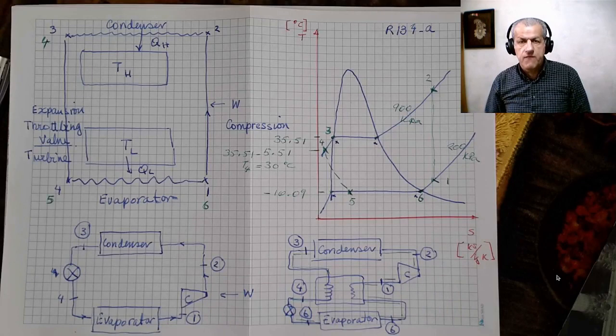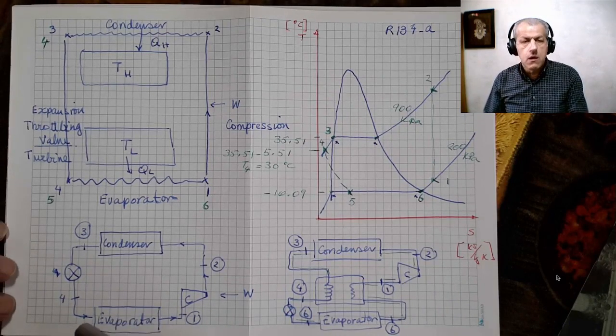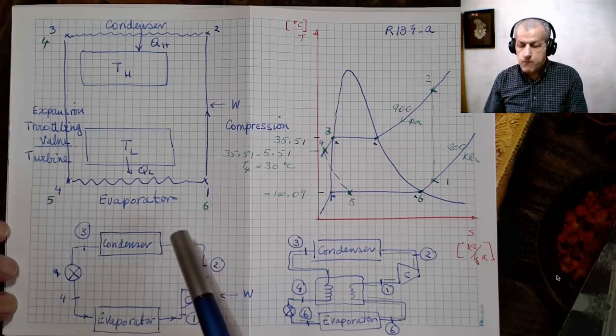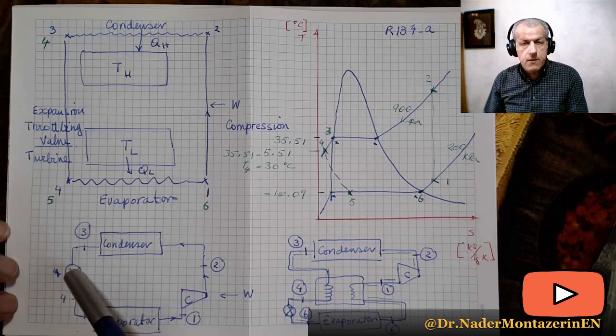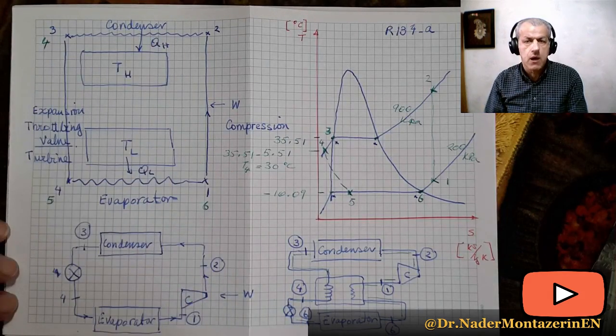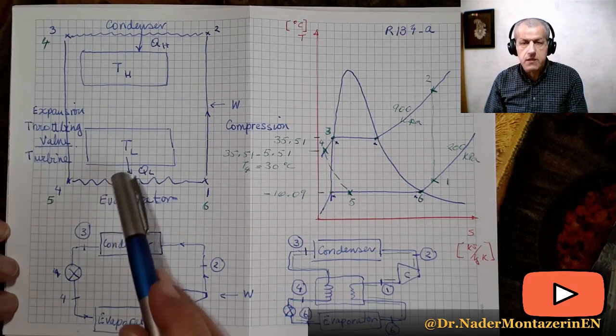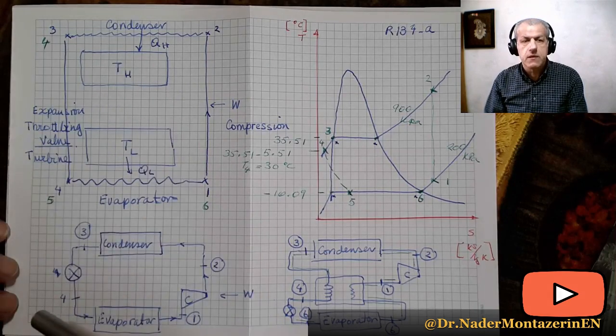Greetings. In the first part of this video, I introduced you to the original refrigeration cycle, which consisted of a compressor, condenser, throttling valve, and an evaporator, which just did the four basic actions that we required for extracting heat from a colder reservoir and then delivering it to a warmer reservoir.